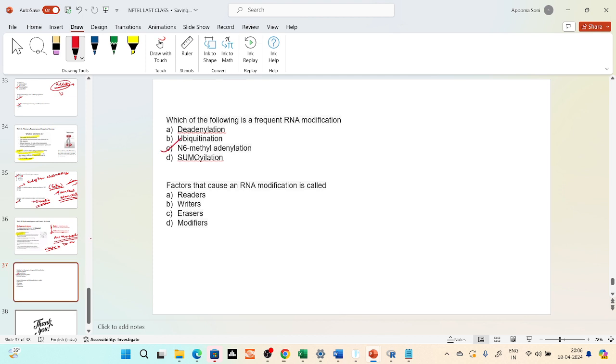Then, factors that cause an RNA modification are called what? That would be writers, because they're writing the RNA modification, therefore they cause the RNA modification. So with this we have completed.